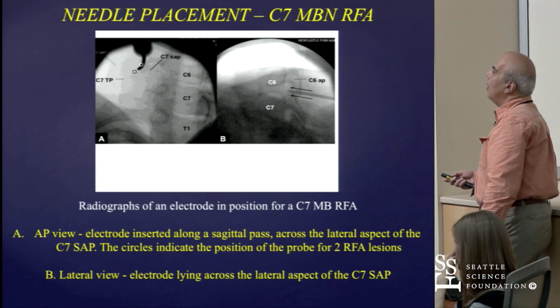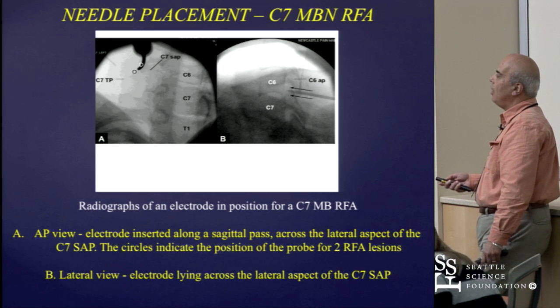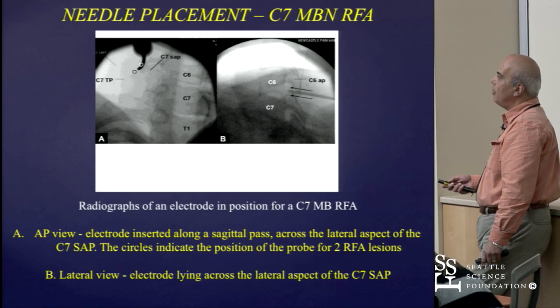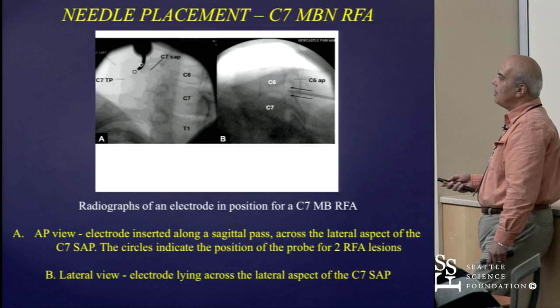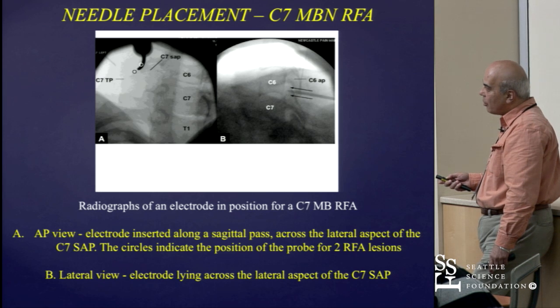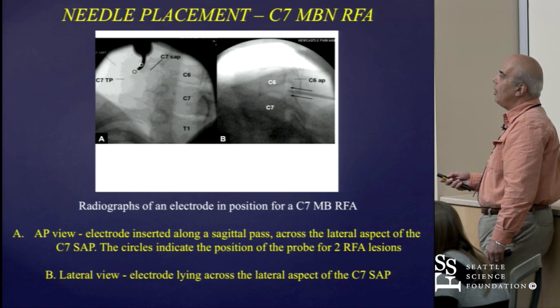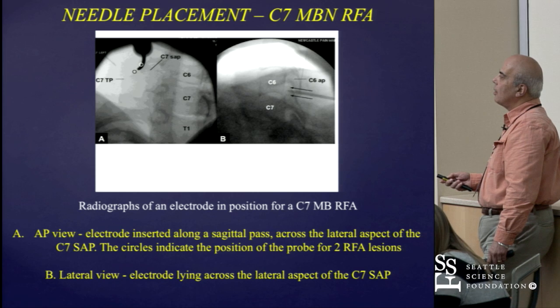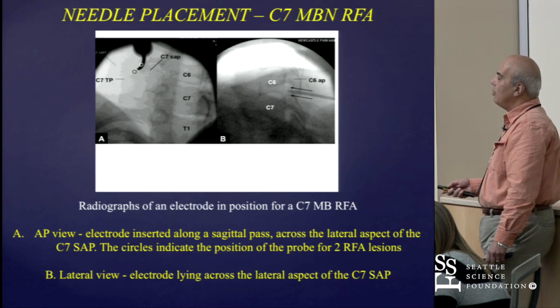These are images that show the position of an electrode in the correct position for a C7 medial branch radiofrequency ablation. You can see on image A that the electrode has been inserted through a sagittal pass across the lateral aspect of the C7 superior articular process, which lies right over here. The circle indicates the areas where you can position the probe for further lesions of the C7 medial branch nerve, excuse me.